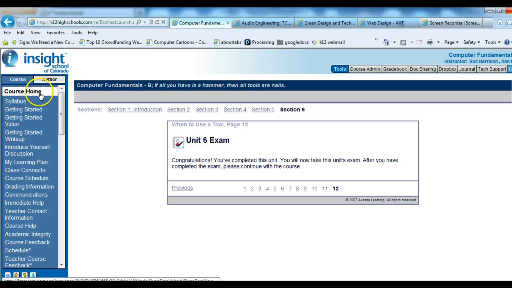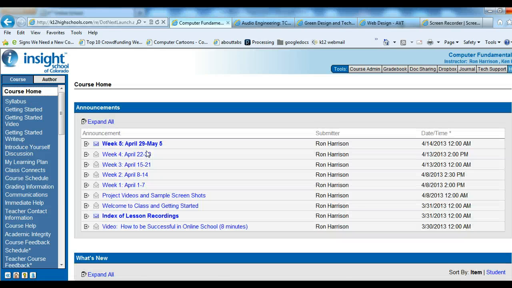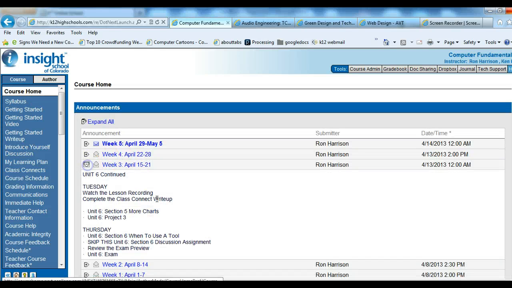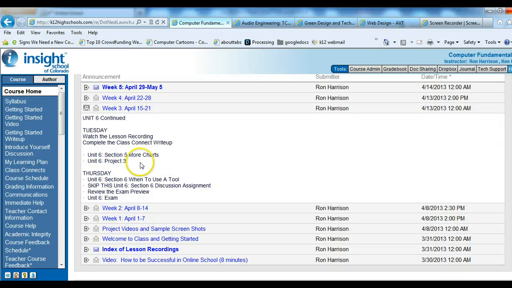So that's all you have for this week. Again, not a lot of work. So that was week 3. So this could be a catch-up week for you for week 1 and week 2 if you haven't done all that stuff. So again, for this week, you're turning in project 3 and you're doing the Unit 6 exam.